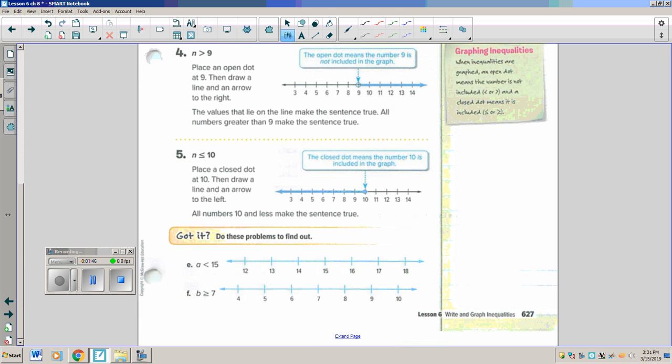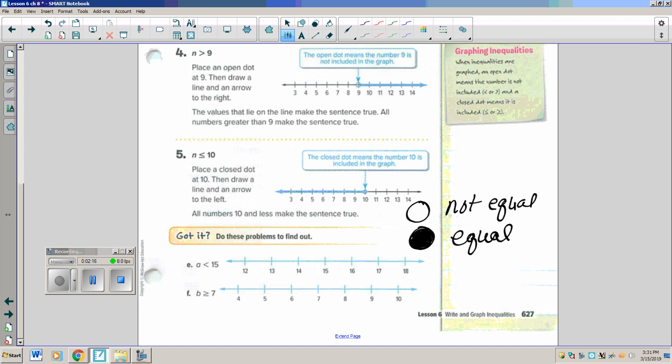On page 627, I want you to draw two circles. One open, one closed. Closed means colored in. If it's open, it's not equal. This will make more sense in about 30 seconds. If it's an open circle, it's not equal. If it's a closed circle where it's colored in, that means it can be equal to it.